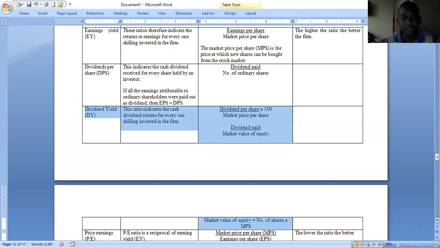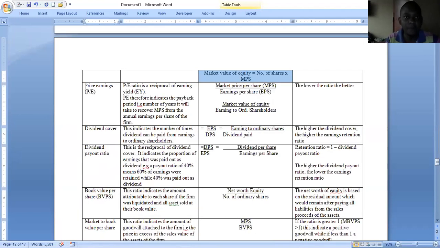Then we have the price earnings ratio. The price earnings ratio indicates the payback period of the share. Those who have done financial management know that the payback period is the number of years it will take to recoup an investment, to recover the money invested in a project.